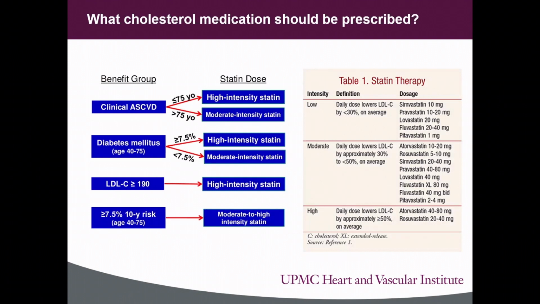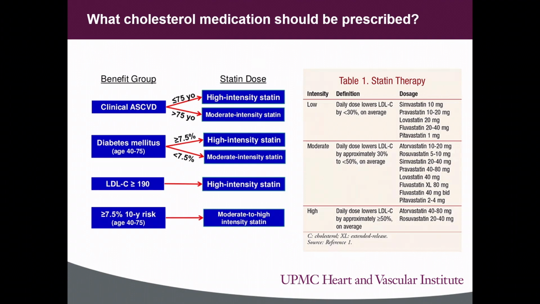And if they're a bit older, a moderate-intensity statin. If patients have diabetes mellitus in that 40 to 75 age bracket, and they have a higher ASCVD risk score greater than or equal to 7.5%, it should be a high-intensity statin. If they're less than 7.5%, it should be a moderate-intensity statin. If their LDL is greater than or equal to 190, it should be a high-intensity statin.